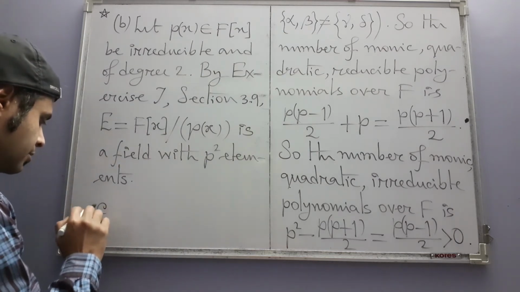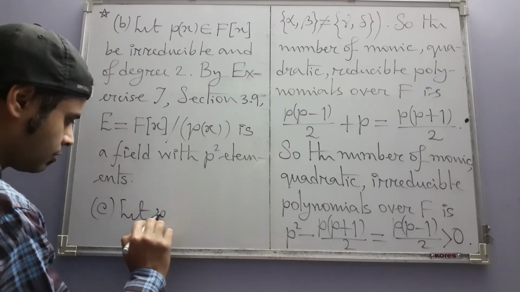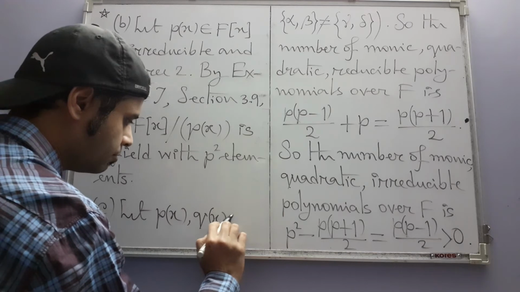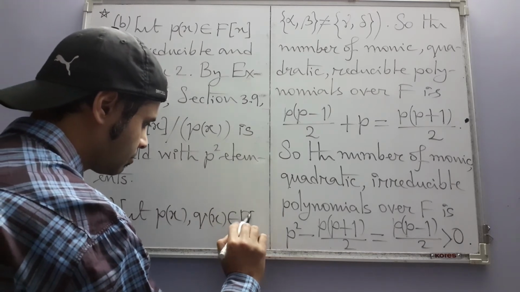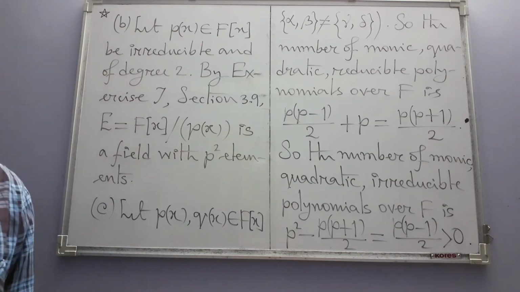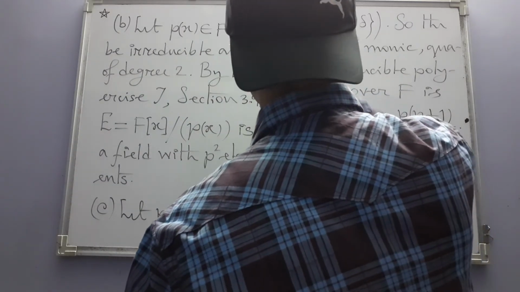Now we come to part C. Let p(x) and q(x) be two polynomials over F, both of which are irreducible and quadratic.